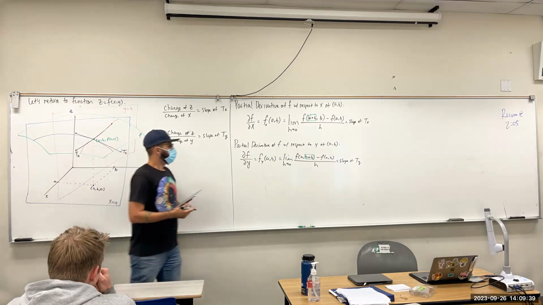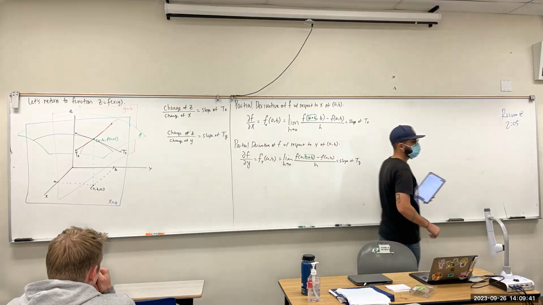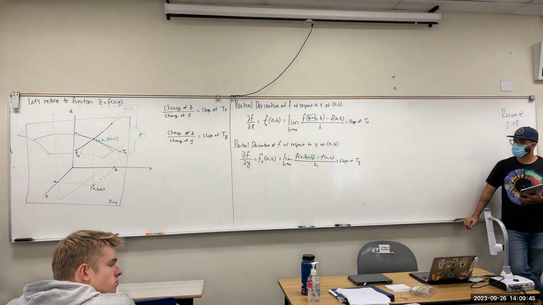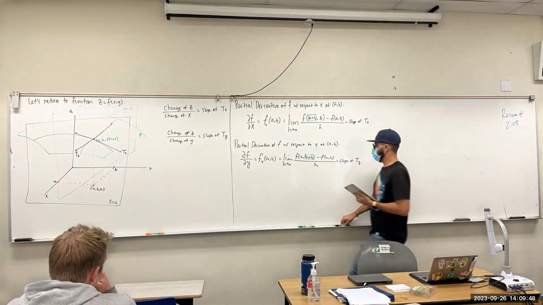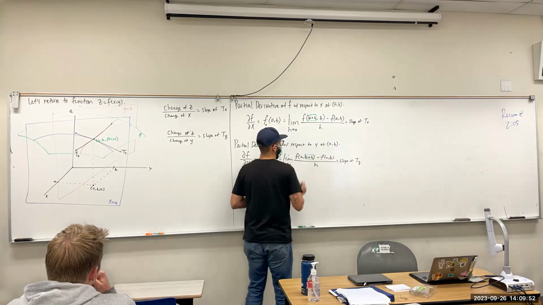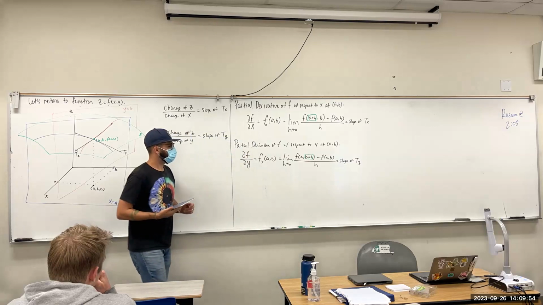Okay. Question, yeah. In the second one, you had f of a comma h, but in the first one, you have f of a comma b. Sorry, there you go. My H looked like a B there, apologize.